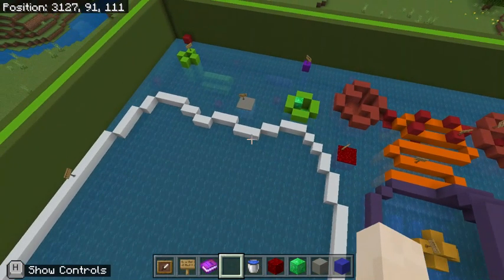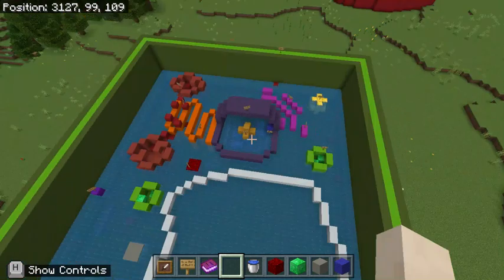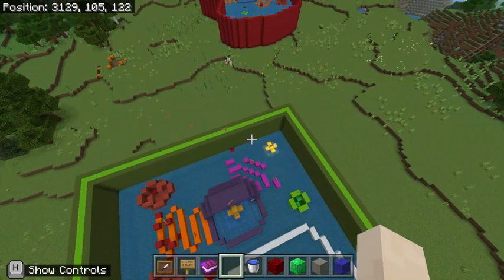I believe that's it for the plant cell, as well as all the cells that we have created in Minecraft. Thank you for watching.